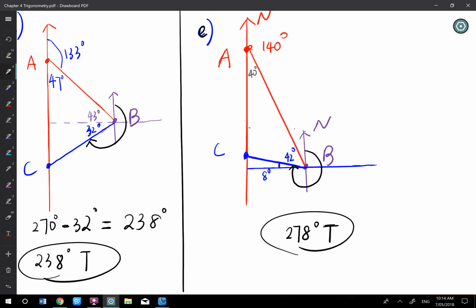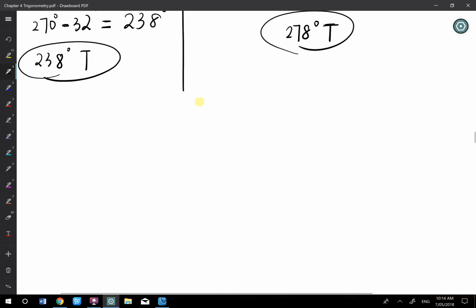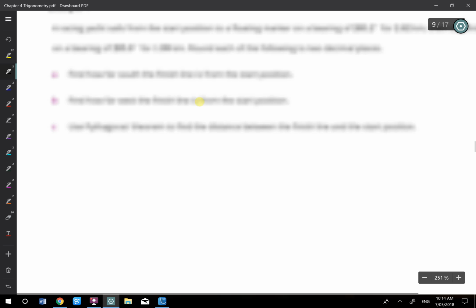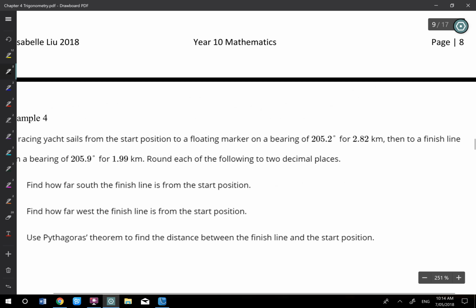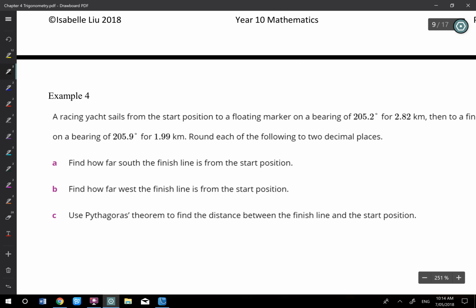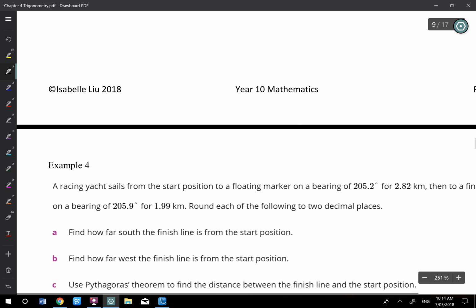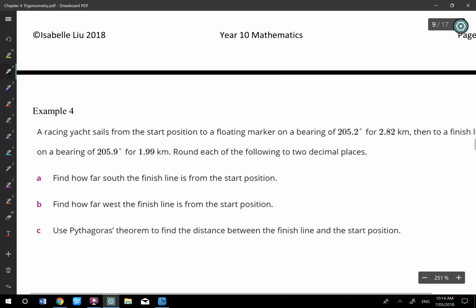Anyone got questions? Anyone got problems with that? If you don't have any questions, you can either try this book question, which you can see in the textbook as well, or you can skip it and go directly to your homework exercise. This question should be in the homework as well.